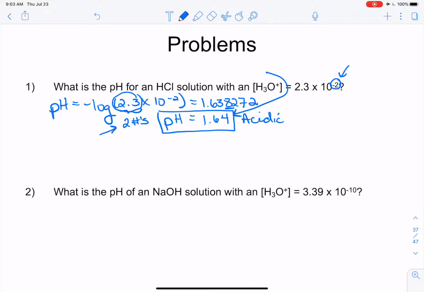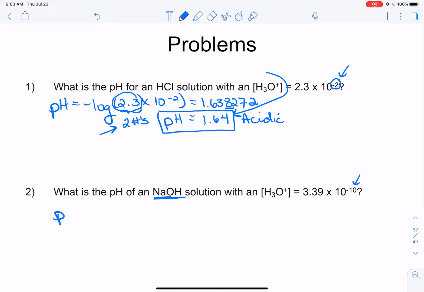Alrighty. So number 2 says, what is the pH of a sodium hydroxide solution with a hydronium concentration of 3.39 times 10 to the -10? Okay, so if we look at the 10 right there in the exponent, we can see that we're probably going to have a pH of 9 point something, so a little bit less than 10. And that should make sense because we've got a base in our solution. So we've got hydroxides floating around, and a pH of 9-ish should indicate basic solution. So we're on the right track.